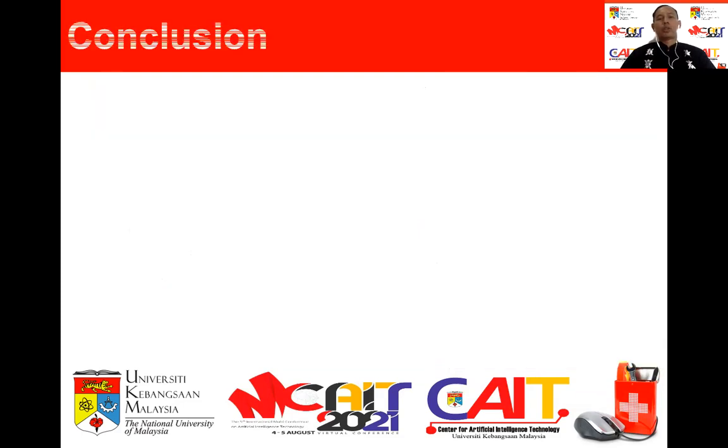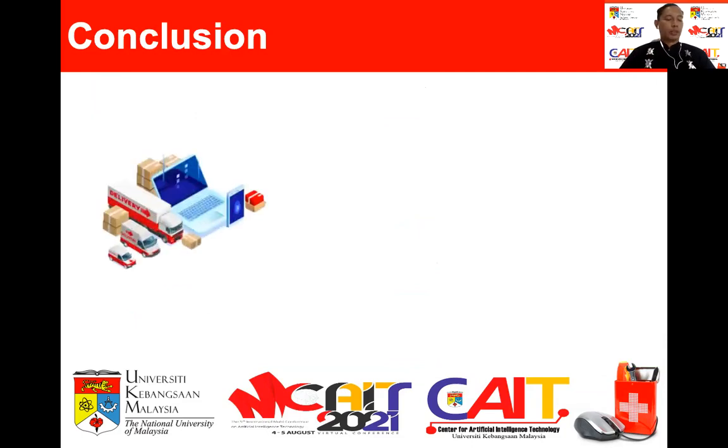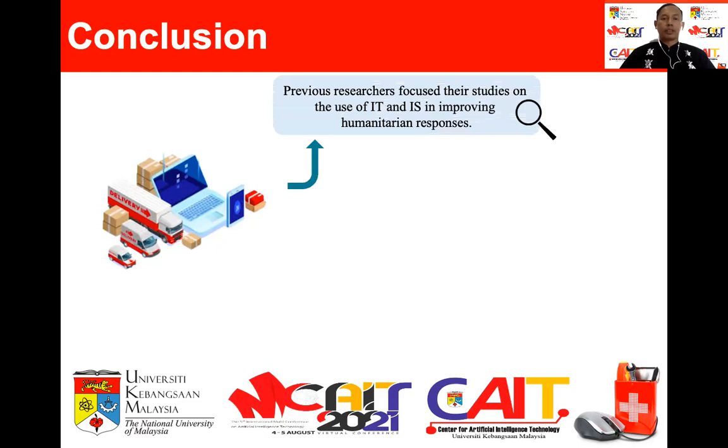Okay, so what is the conclusion of this paper? Humanitarian organizations must adapt to the dynamic and complex humanitarian environment and coordinate with all agents in ASGM. Then IT and IS use become a fundamental solution for managing information flow in disaster management. Because of that, based on this statement, previous research focused their study on the use of IT and IS in improving humanitarian response, increasing year by year.